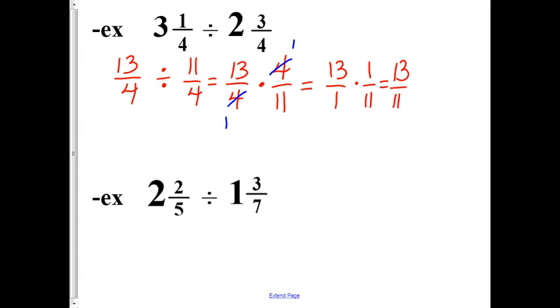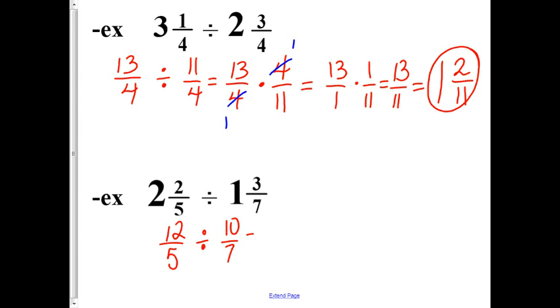That's an improper fraction, so I'm going to make it a mixed number. 1 and 2/11. 11 goes into 13 one whole time with 2 left over. I get 1 and 2/11. 2/11 cannot be simplified, so I am done. And then on the last one, 2 and 2/5 divided by 1 and 3/7, I am going to get 12/5 divided by 10/7.